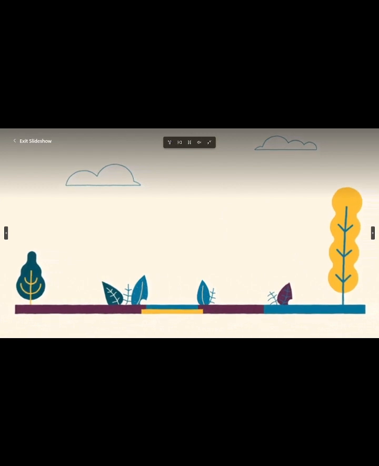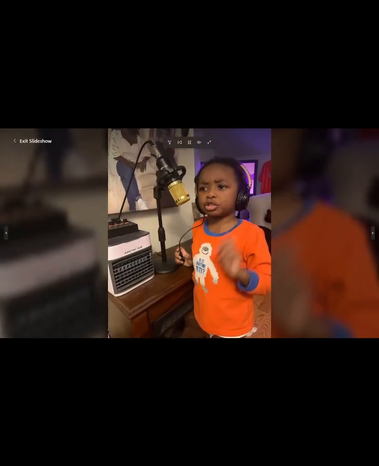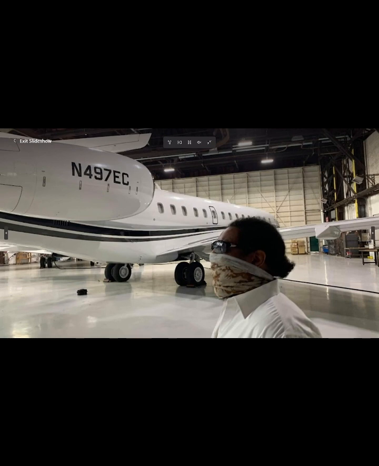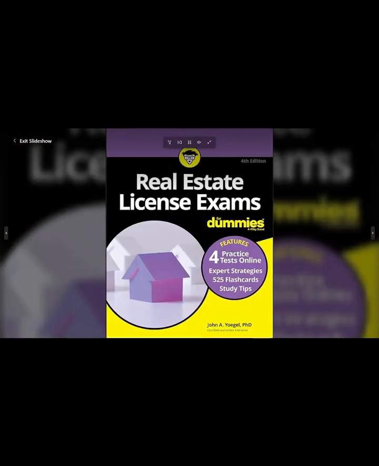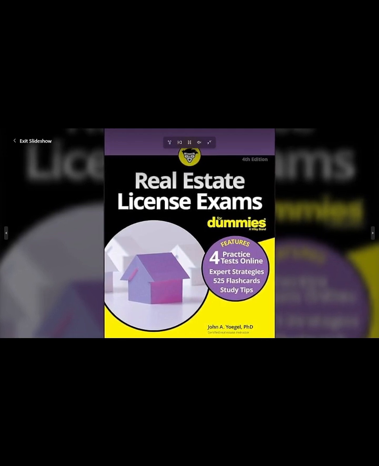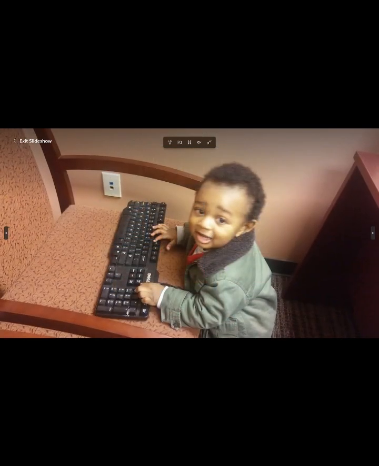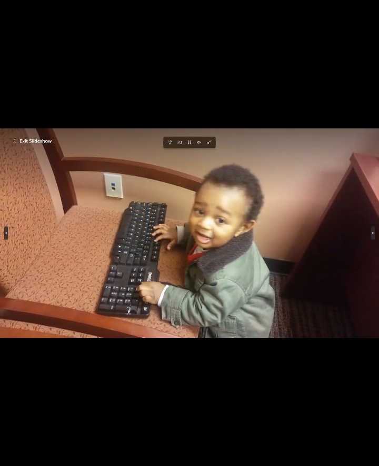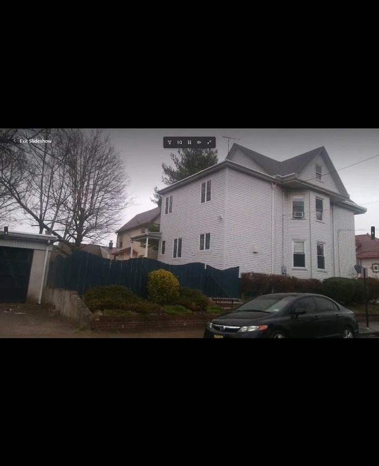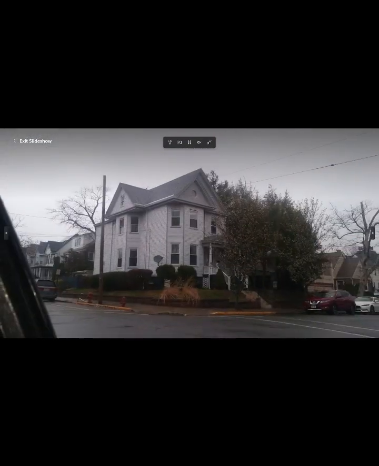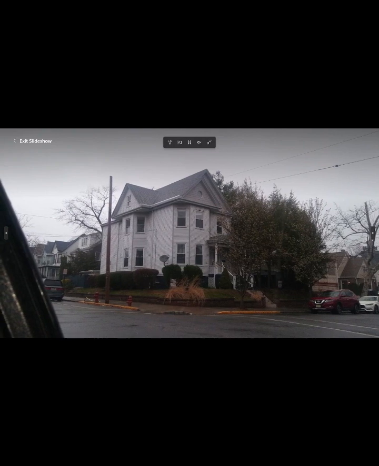The base formula for the approach, commonly referred to as the IRV, is the net operating income, I, divided by the capitalization rate, R, equals value. You can break the formula down into 3 steps. Step 1, estimating the net operating income. Step 2, determining the capitalization rate. Step 3, applying the IRV formula to arrive at the value estimate. Keep in mind that I cover more math related to capitalization in Chapter 18.